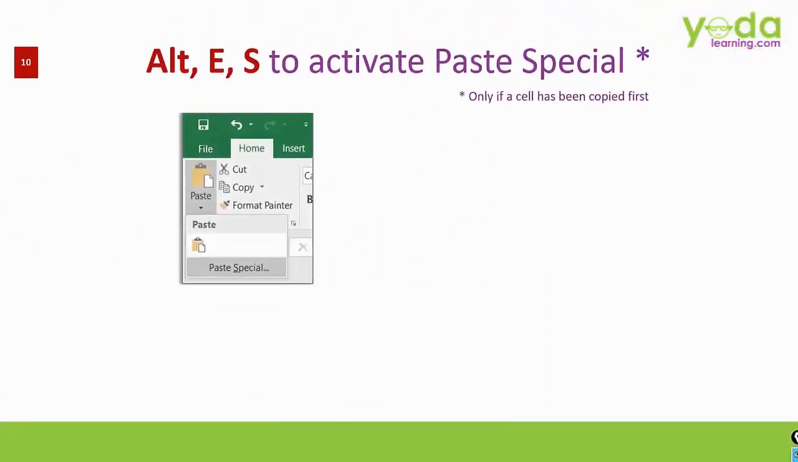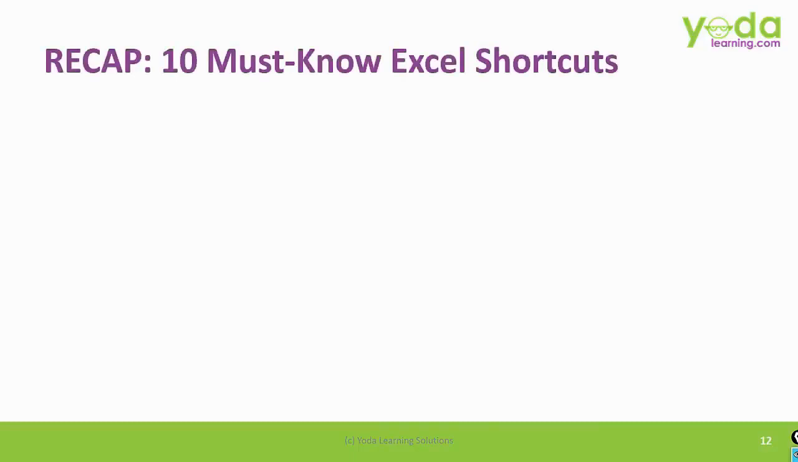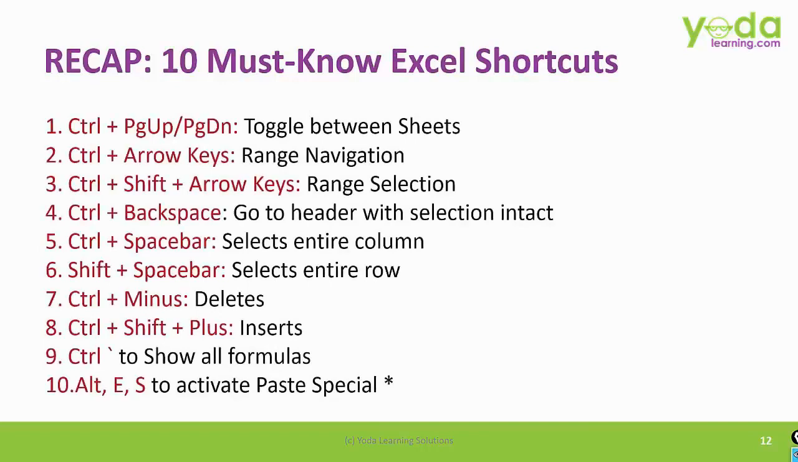Reason? Because they have been converted to proper values, compared to bonus 1, which was based on a calculation. So that was Alt ES to activate paste special, and then using V for values, T for formats, and E for transpose. Of course, pressing enter after that. So I hope you got a sense of all the 10 must-know Excel shortcut keys. I'm keeping all the shortcut keys on the screen so that you can pause the video and revise all of them.